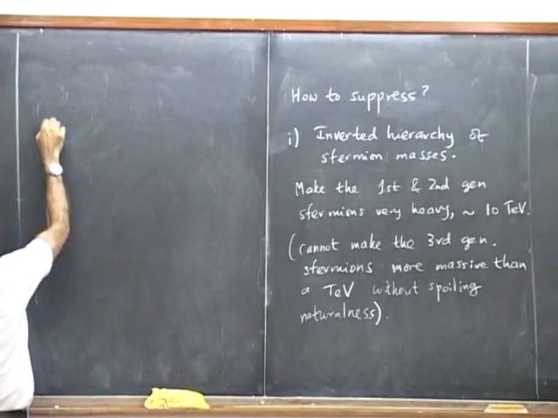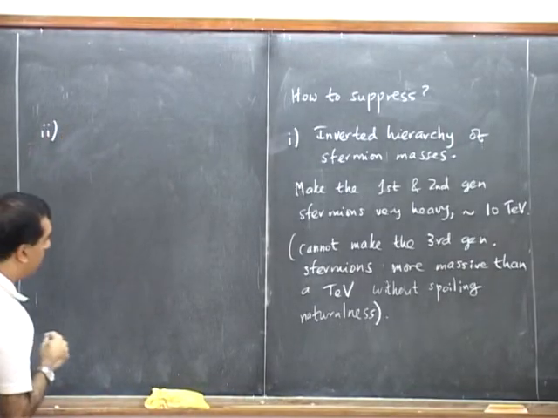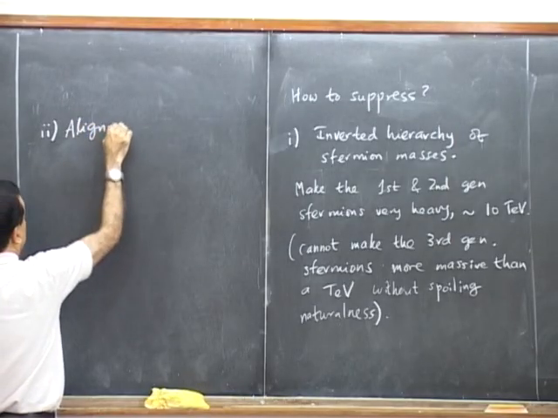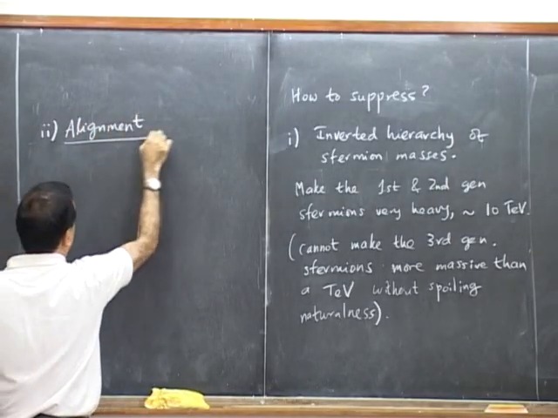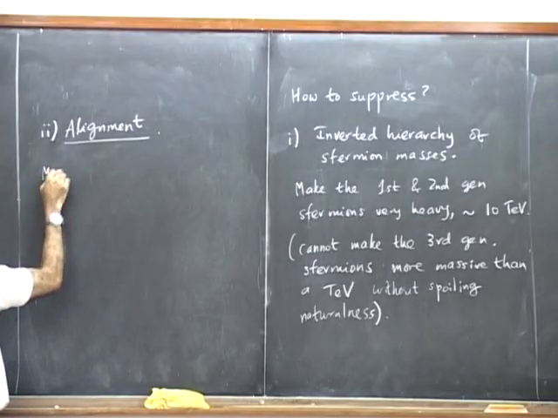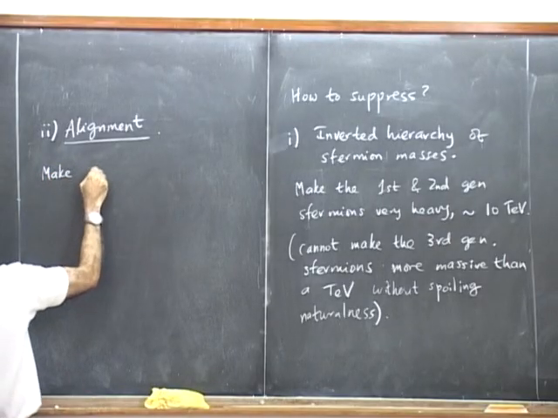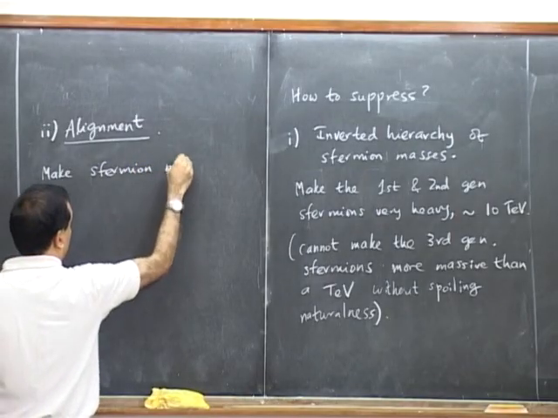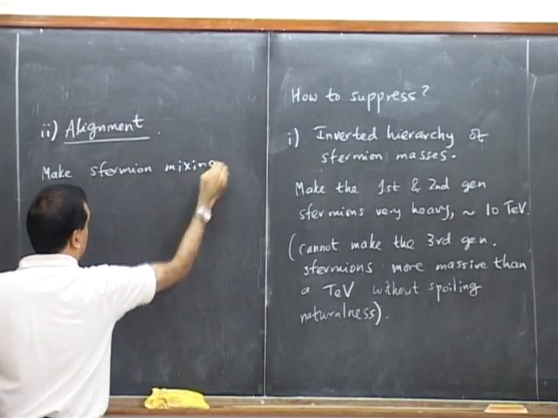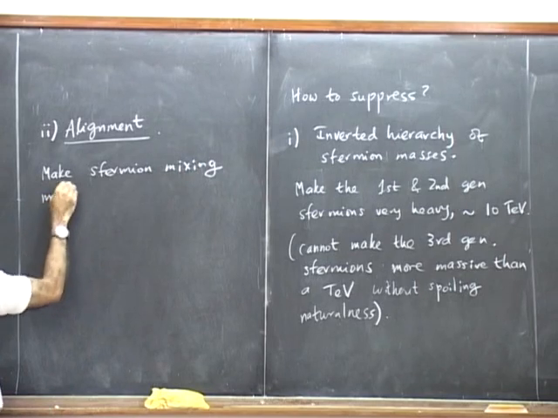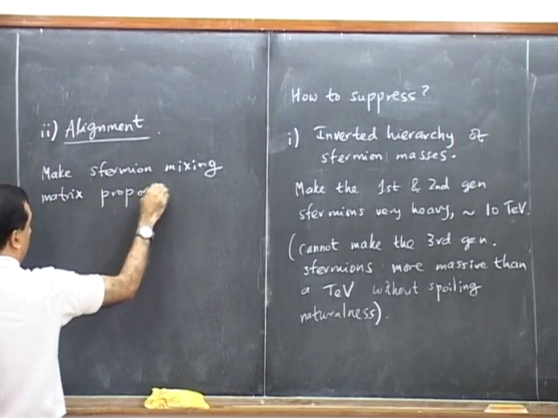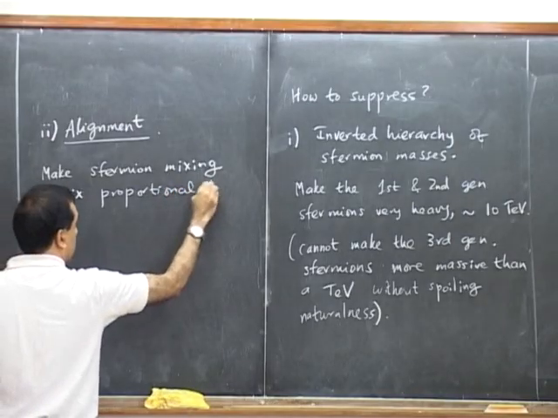So solution 2, oh dear, I erased the formula that we needed anyway. Solution 2 is called alignment. Okay, so here what you do is make the fermion mixing matrix proportional to the fermion mixing matrix.